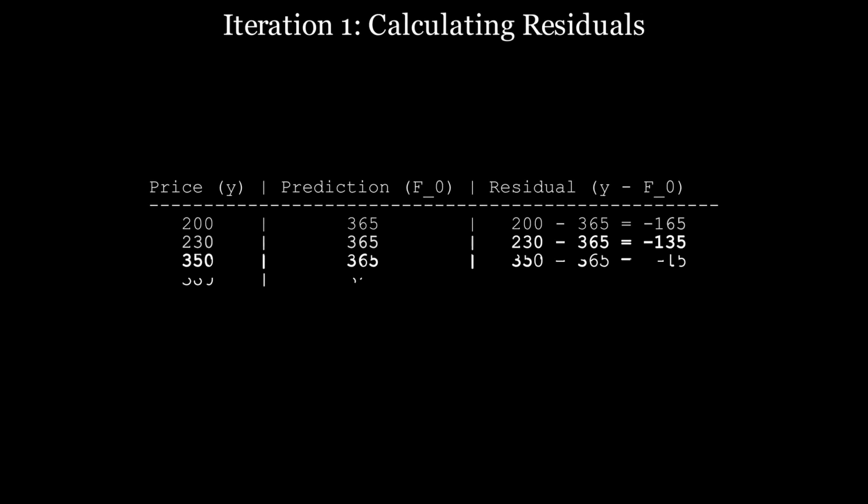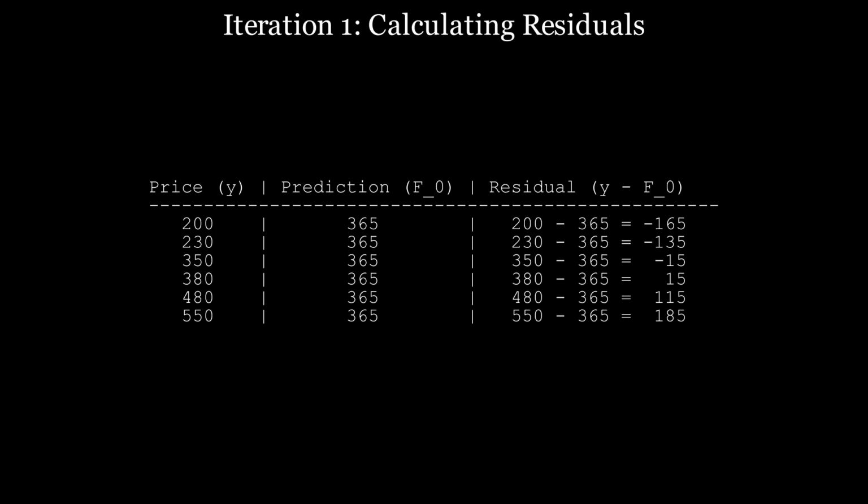Let's calculate the residuals for each house using our initial model f0, where the prediction was 365 for everyone. These residuals represent the errors our first model made. Notice that for smaller houses, the errors are negative, and for larger houses, they're positive. There's a pattern here.